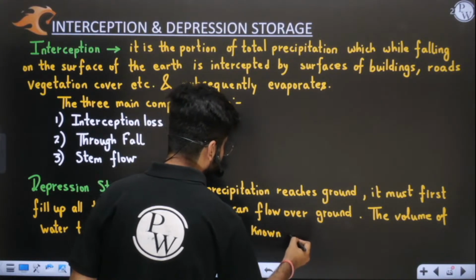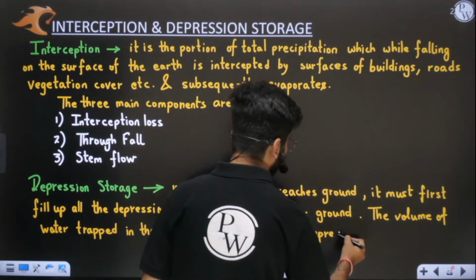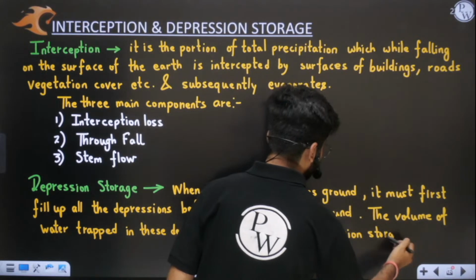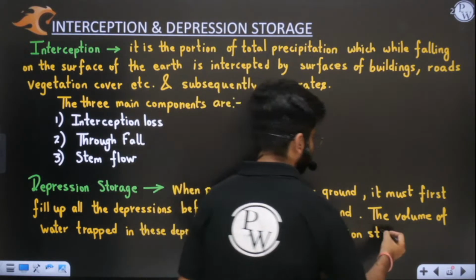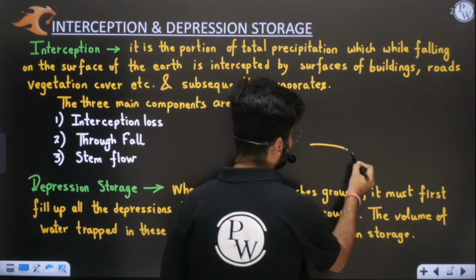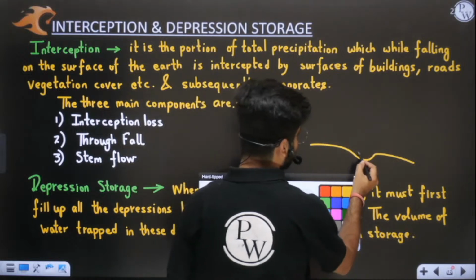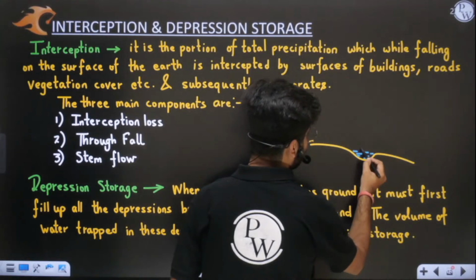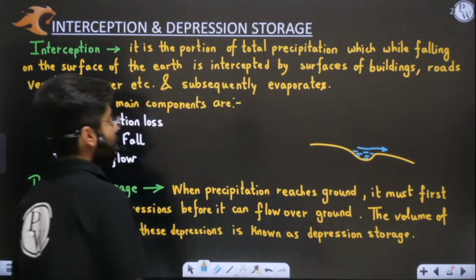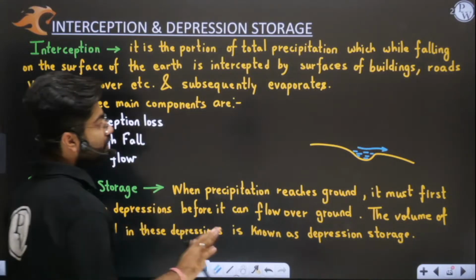Simple. So just remember that before flowing over the ground, water has to be filled in all these depressions. This is the simple logic which you have to remember from here. Nothing else, not so important. This is not a very important loss. So let me draw this diagram here. Water has to fill this first and then it has to overflow. So this you have to remember. Now I hope interception and depression storage is clear to you. So we have covered all the losses.